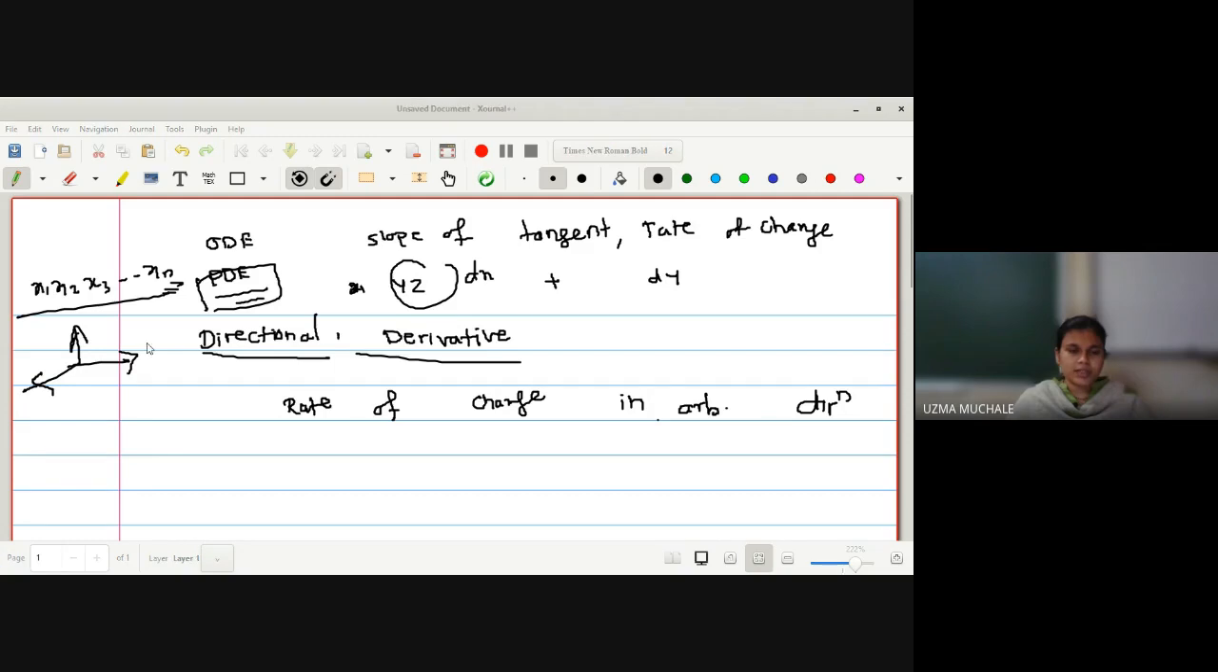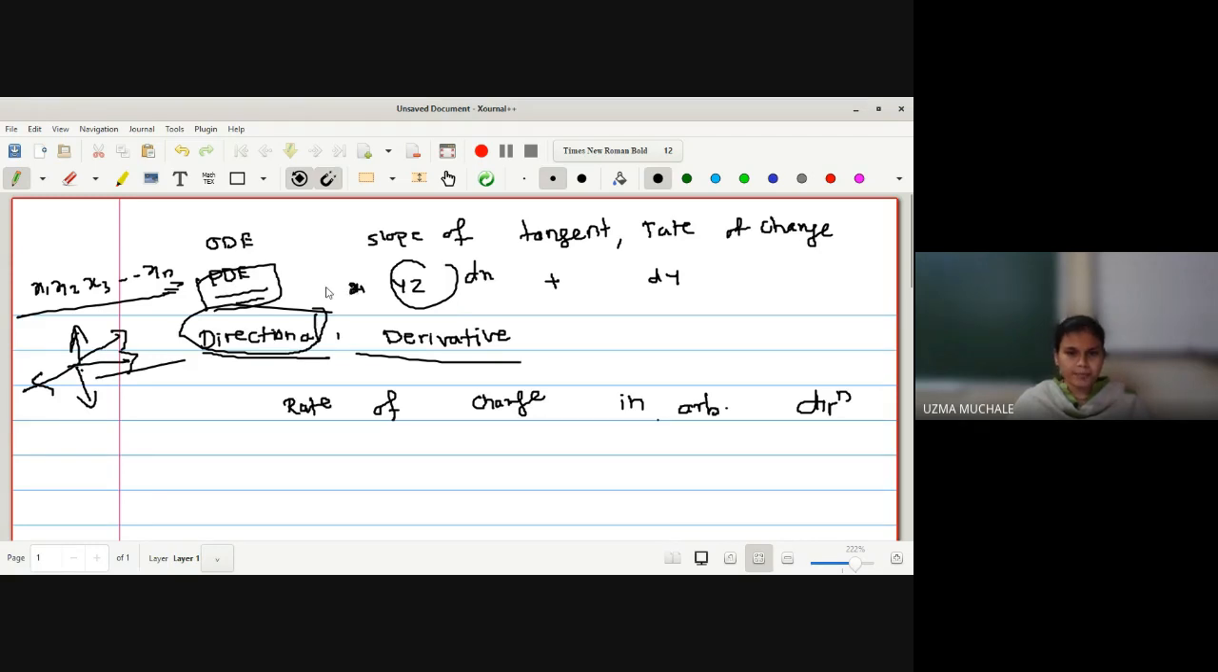If we want to find out the rate of change in arbitrary direction, that is called a directional derivative. The name itself suggests the meaning. If suppose you want to find out the derivative with respect to partial derivative, right? So you want to at least find out either in x, y, or z. But if suppose I want to find out the rate of change in this direction, that means in between x and z, in arbitrary direction, it is not possible to find out in the partial derivative.